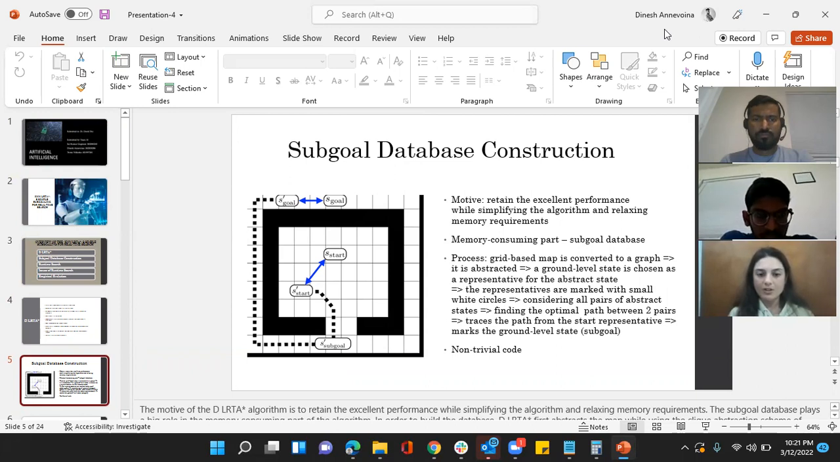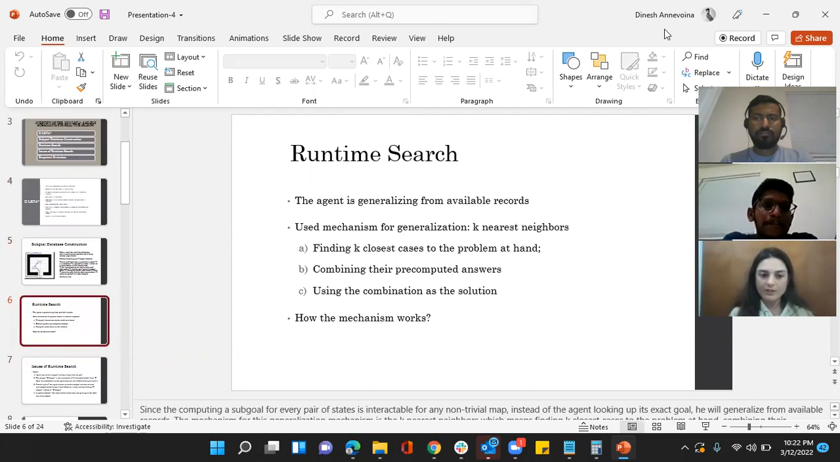After the separation of the map into regions, the algorithm considers all pairs of abstract states. For each two points, the algorithm finds the optimal path between the ground-level representatives of the two abstract states. After that, it traces the path from the start representative and marks the ground-level state where the path enters the next region. Okay, we can go to the next one.